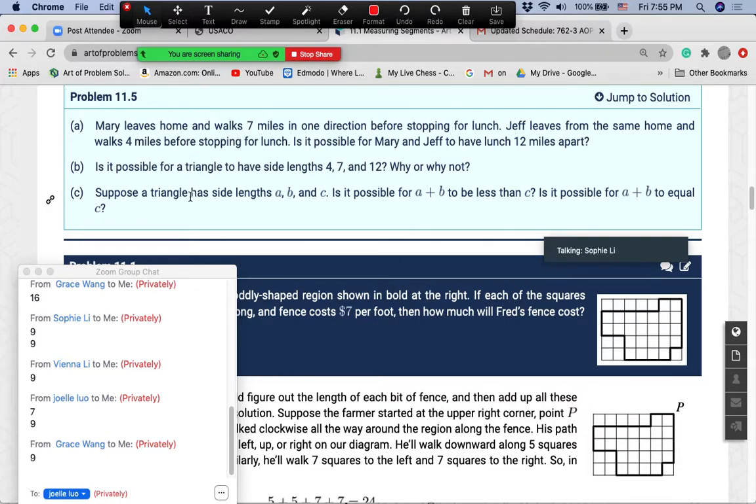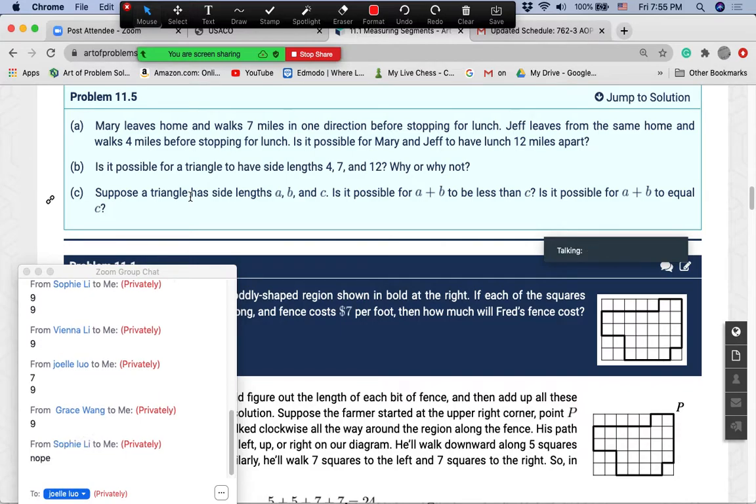Mary leaves home and walks 7 miles in one direction before stopping for lunch. Jeff leaves from the same home and walks 4 miles before stopping for lunch. Is it possible for Mary and Jeff to have lunch 12 miles apart? Okay. Is this possible? Yes or no? Okay, Sophie is correct. Who else?